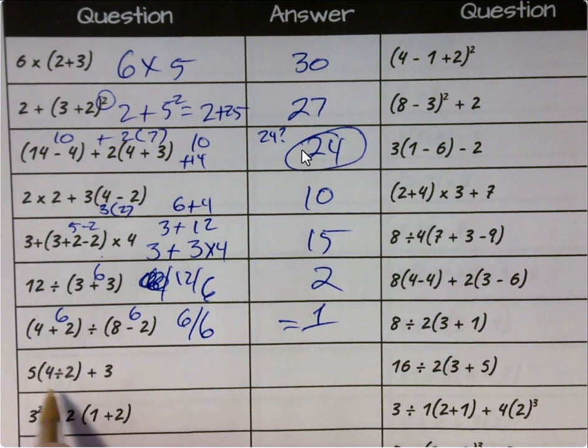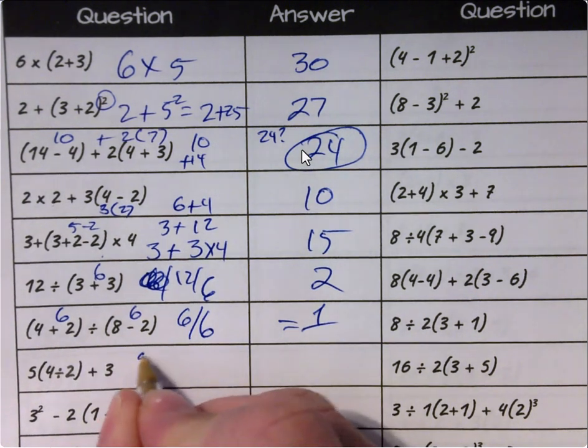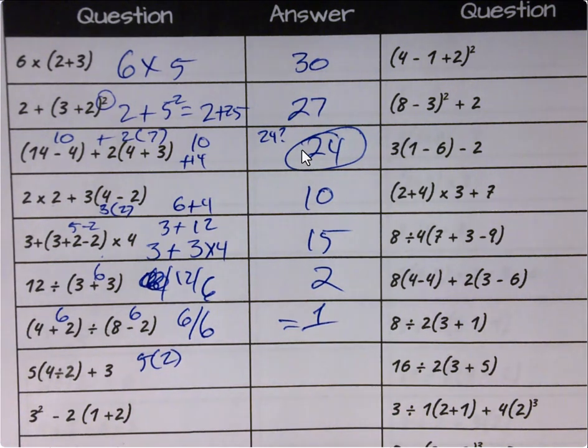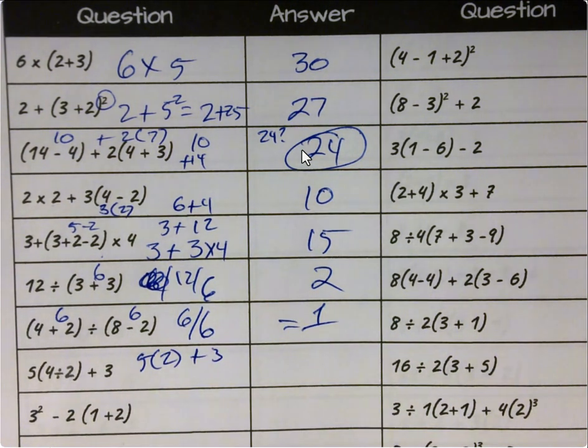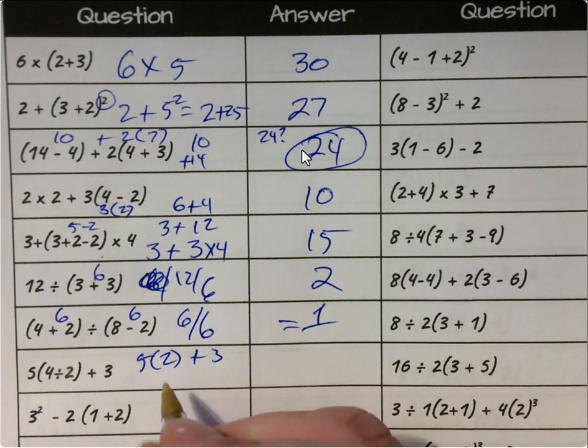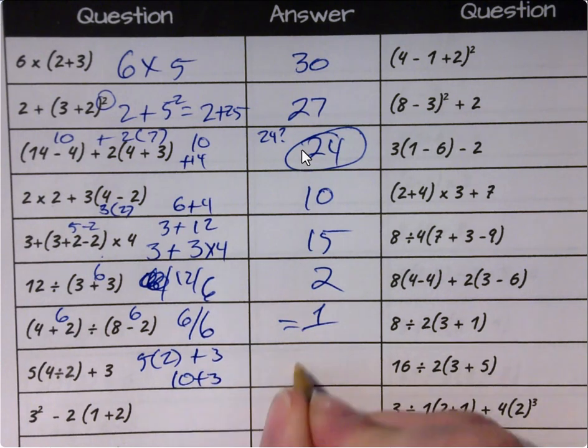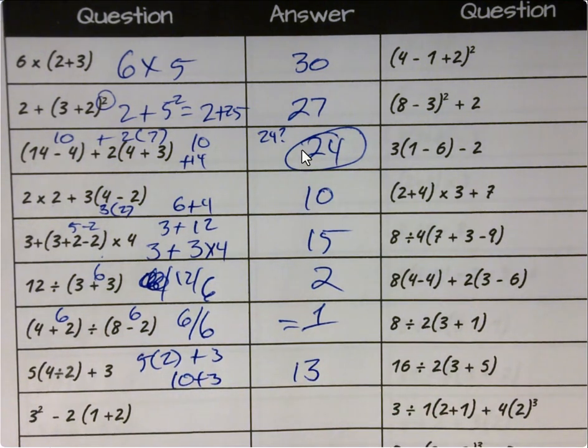So now we've got 5 times whatever 4 divided by 2 is. Well, what's 4 divided by 2? 4 divided by 2, that is right, that's 2. 2 plus 3, well, let's do 5 times 2. That's right, good. 10 plus 3, so we got 13.